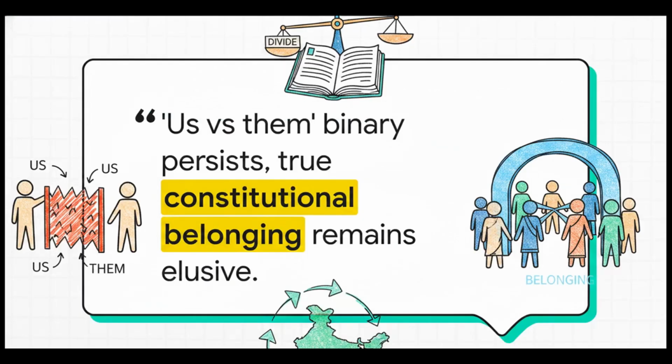I want to leave you, the future civil servants of India, with these profound exact words from the Supreme Court. As long as the binary of us and them persists, true constitutional belonging will remain elusive. Considering the really complicated reservation debates and the severe election trust deficits we covered today, ask yourself, does true fraternity require us to eventually abandon these strict social and political classifications entirely? Or are they the uncomfortable but absolutely necessary stepping stones required to achieve baseline equality first? Ponder upon that and keep your focus sharp.